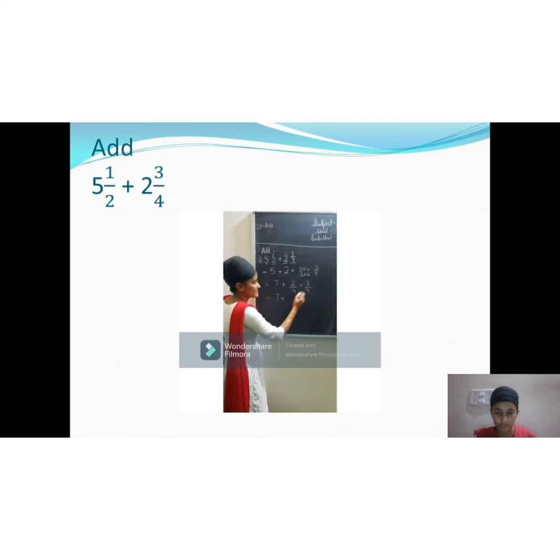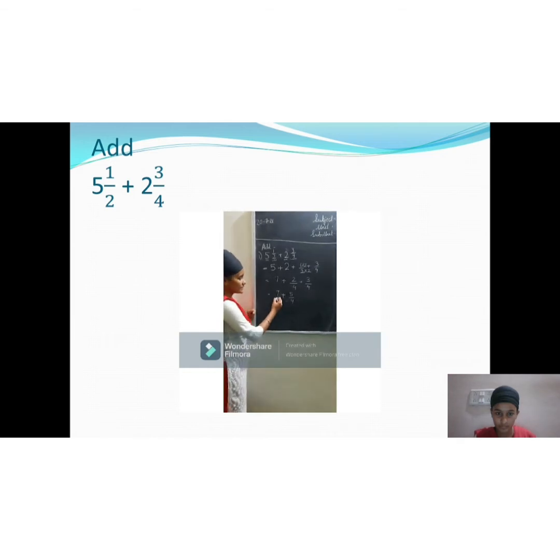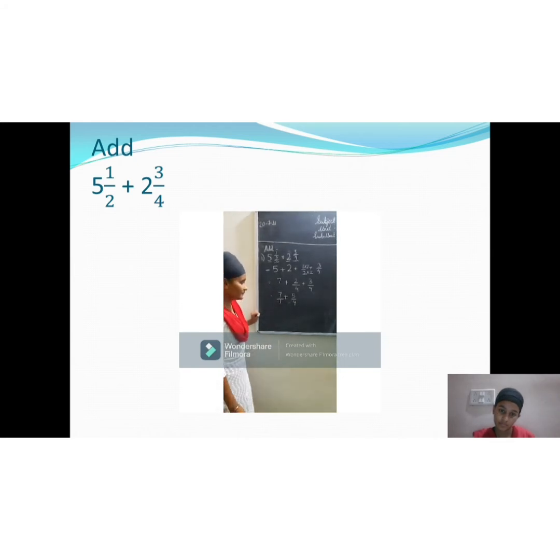2 plus 3 is how much? 5 upon 4. Now see again, this is 7. This is a single 7, a whole number. Below this is what? The denominator, which is 1, right? So now again this is an unlike fraction. How will you convert it into a like fraction?